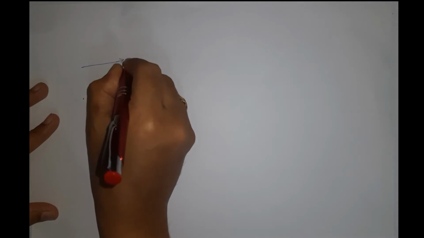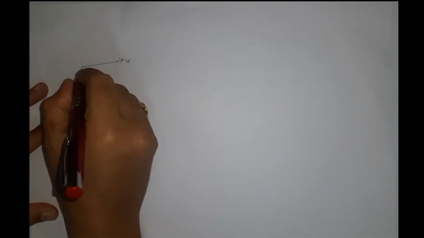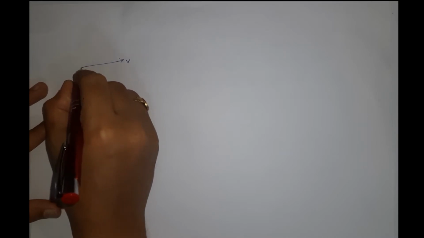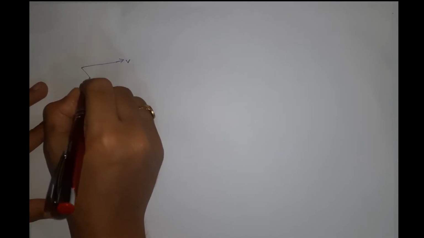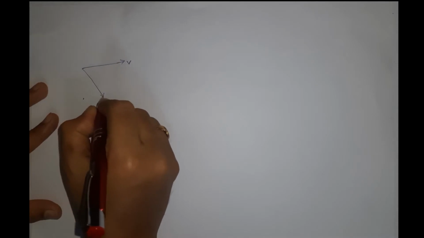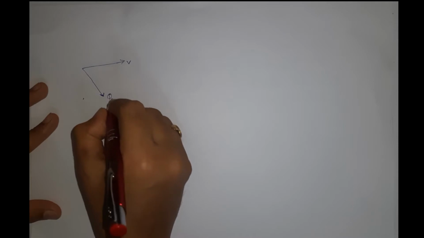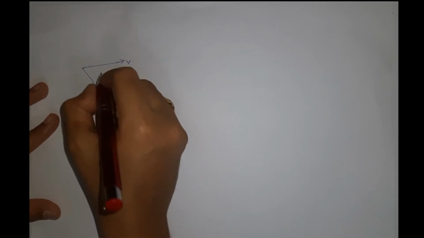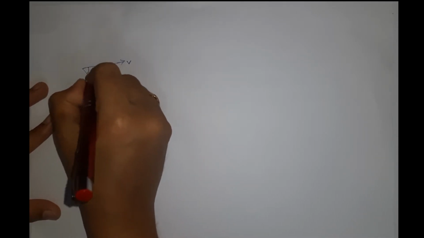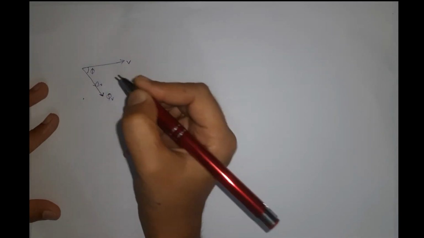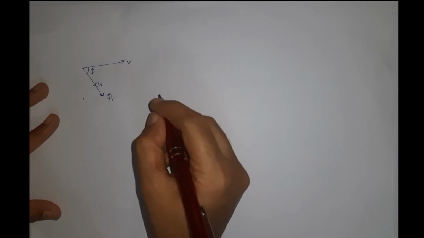Let me take the voltage supplied to the voltage coil as V. Due to this voltage supplied to the voltage coil, there will be some current induced in it. Let me take the flux induced in that coil as phi V in the voltage coil. The angle between these is phi. So the current induced in the coil is I V.